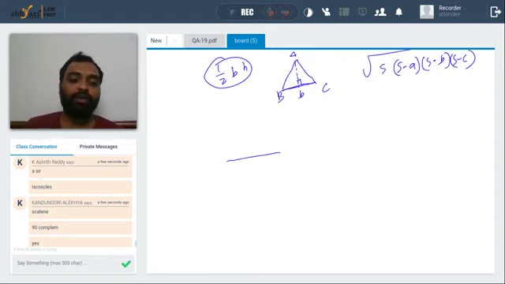If you don't know all the sides of the triangle, if you know only the base and the height, then it is half BH. Then half BH. Clear? Okay.